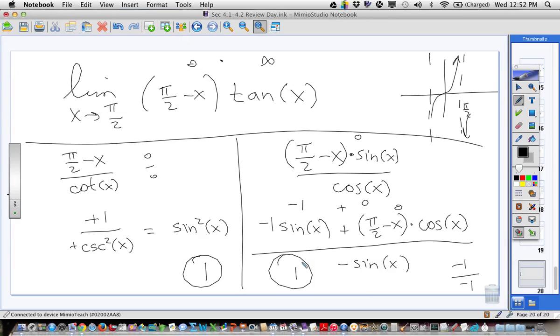So whichever one is easier kind of depends on whether you'd rather do the derivative of cotangent or you'd rather do a product rule on that other one. Okay? All right, so that's L'Hopital's rule.